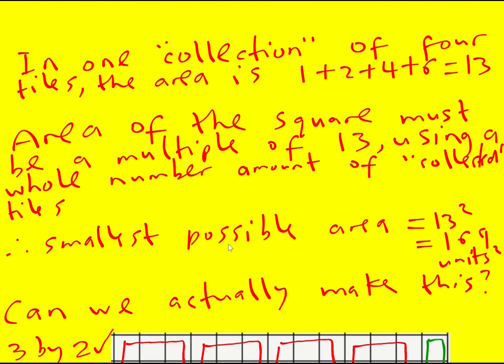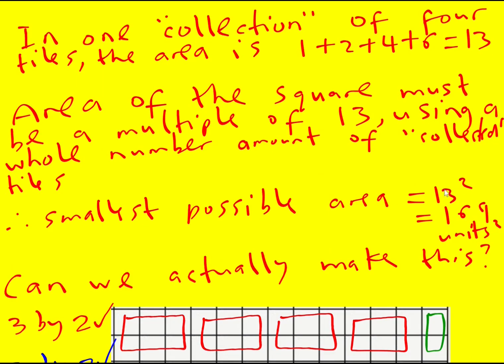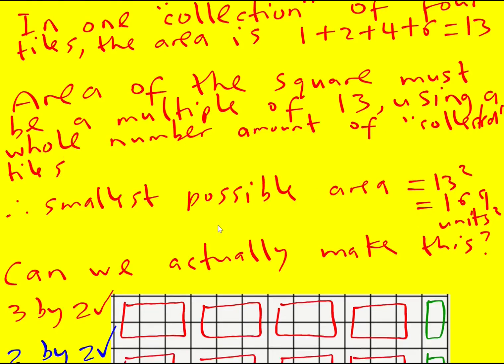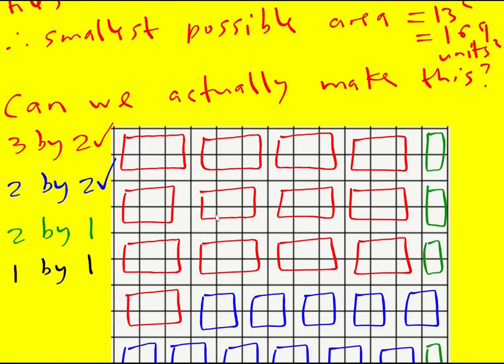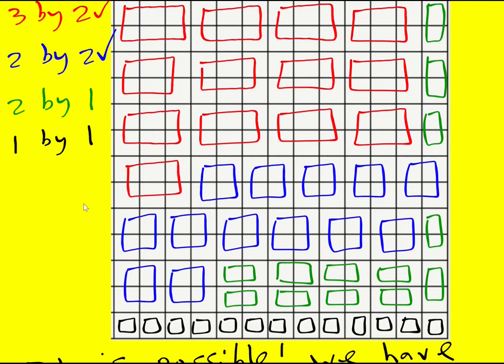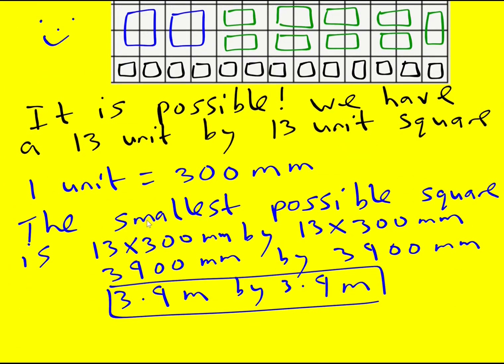And therefore, because a square area is going to be a square number, the smallest possible area is going to be 13 squared. That's a theoretical area. We just then need to check that that worked. So we did this construction, which worked out really well. Show that it's possible, change it back into millimeters using this conversion, and change it back into a more sensible unit. Done.